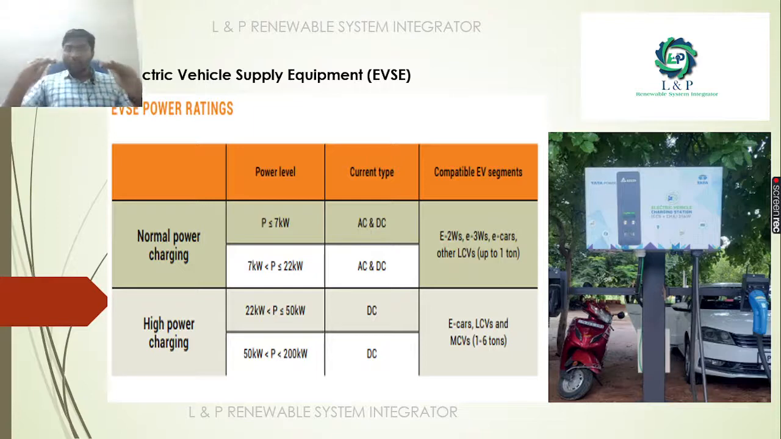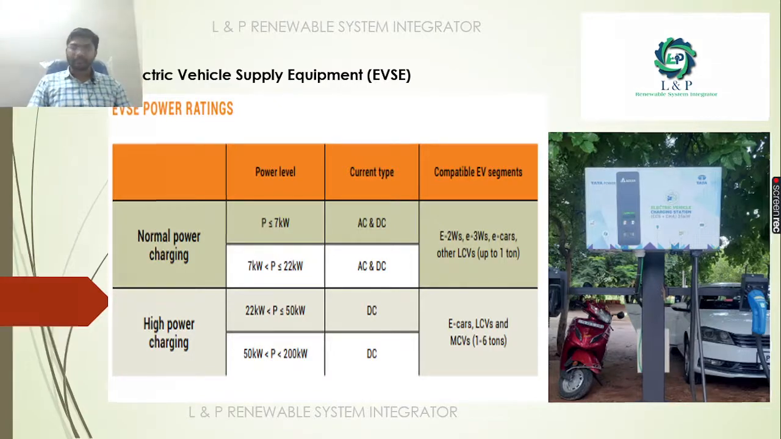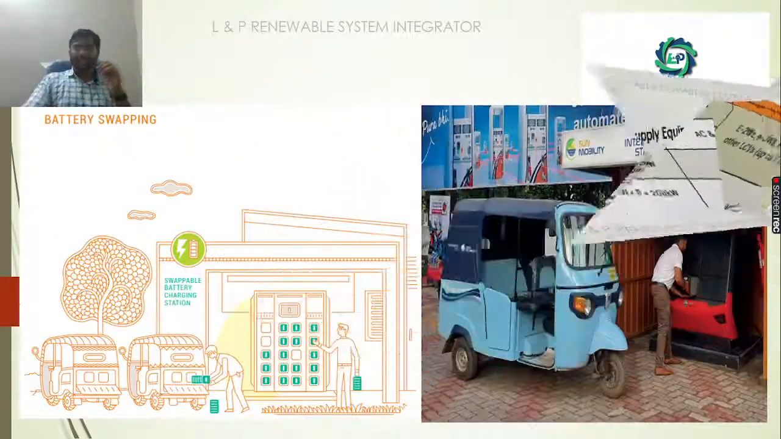And if you're going for high power charging, that is if you are going to use the electric vehicle supply equipment for vehicles which load up to 6 tons, that is more than 1 ton up to 6 tons, then you can go for DC current type. The power level can be from 22 kilowatt to 50 kilowatt, or from 50 kilowatt to 200 kilowatt range. In both, you can go for direct current, because it will be easy for the operations.